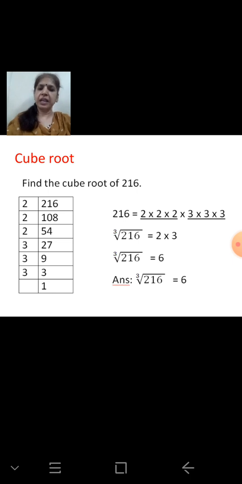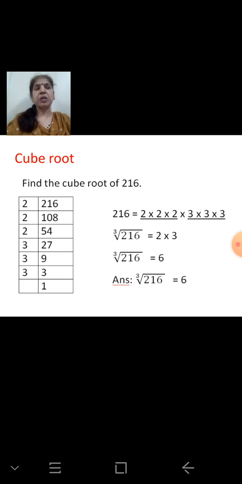Then again 108 divided by 2. So we know 2 5s are 10. So below that 10 you write 5. And below 8 you write 4. 54. And again divide 54 by 2. You are getting 27. Now it has come to an odd number.